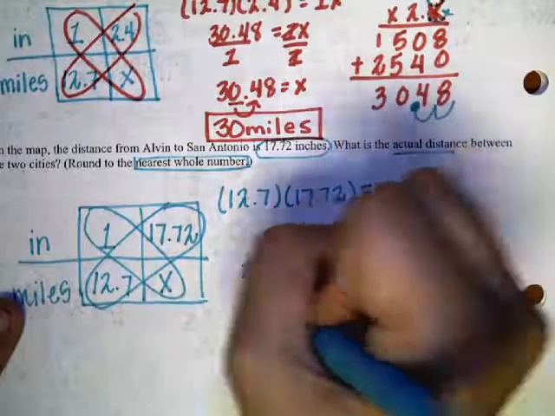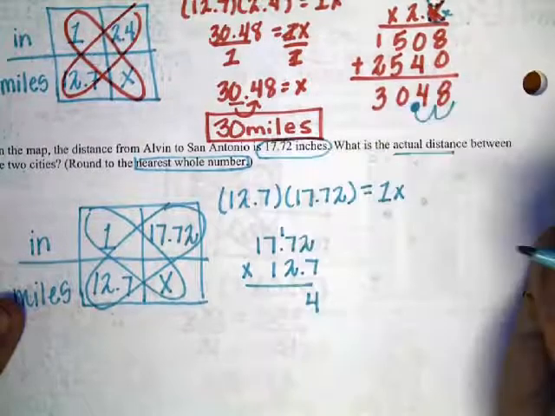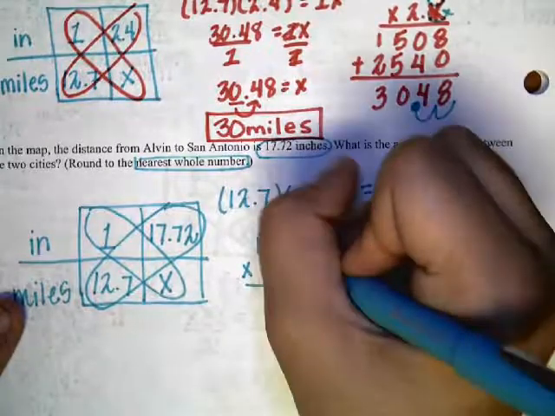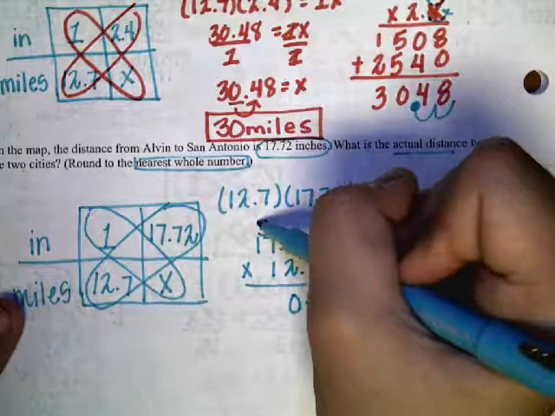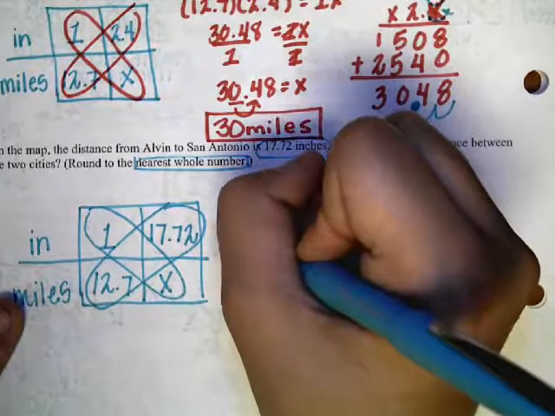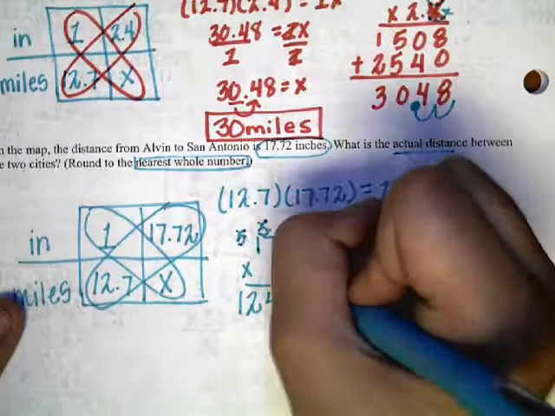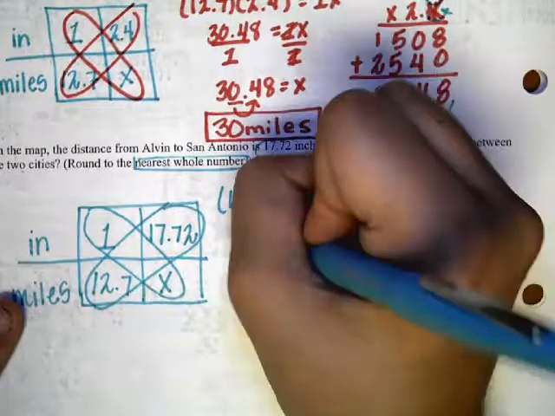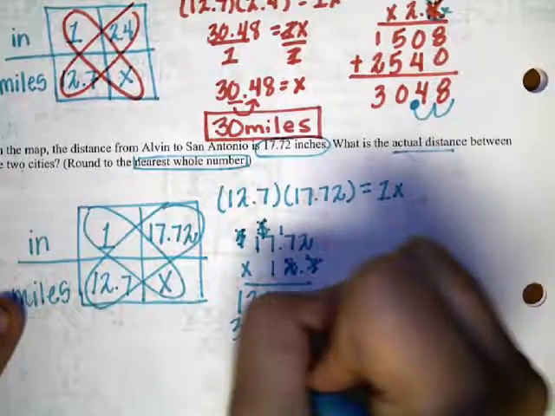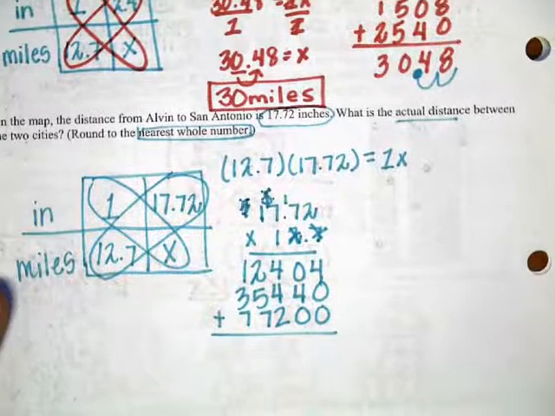When you multiply with decimals, you line up the numbers. 7 times 2 is 14. Carry your 1. 7 times 7 is 49. Plus 1 is 50. 7 times 7 is 49. 50, 51, 52, 53, 54. Carry your 5. 7 times 1 is 7. 8, 9, 10, 11, 12. 2 times 2 is 4. 14, 15. Okay. Add up all your multiplication.